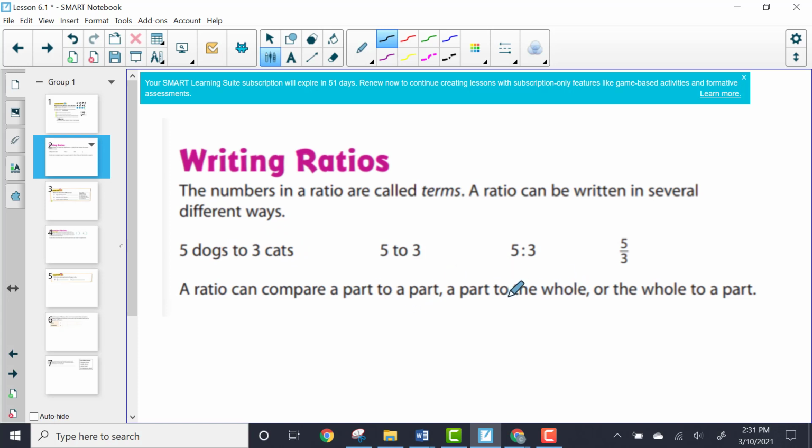Part to the whole would be dogs to the total amount of animals. Whole to the part could be the total amount of animals to the dogs or to the cats. So that's what it's talking about, how a ratio can be written a few different ways and also compare different quantities as well.